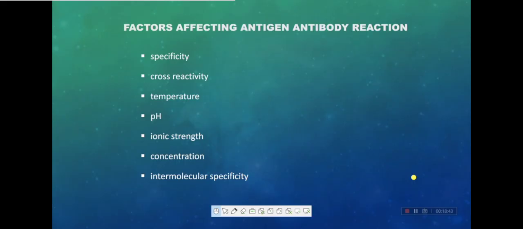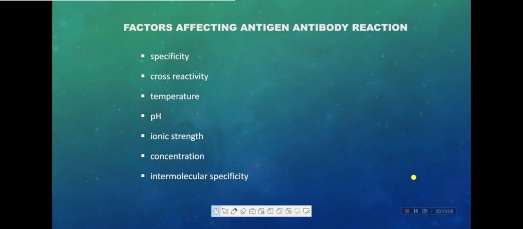Now let's discuss the factors which affect the antigen antibody reaction. So there are many factors that affect the interaction between the antigen and antibodies. They may include the specificity, cross reactivity, temperature, pH, ionic strength, and the concentration and intermolecular specificity. So the specificity, what is it?